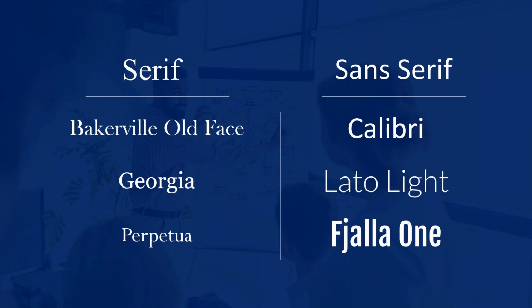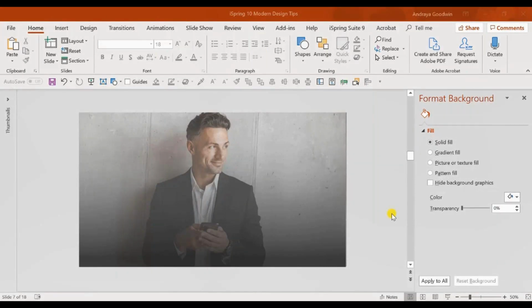Now, some of my favorite sans serif fonts are listed on the right-hand side. We've got Calibri, Ladle Light, and my all-time favorite is Fajala 1. Plus, it's super fun to say. So let's go ahead and add some text to our image.